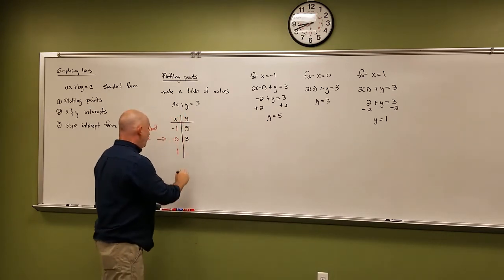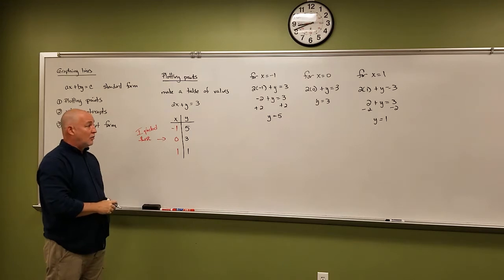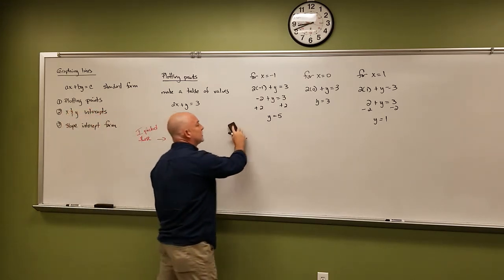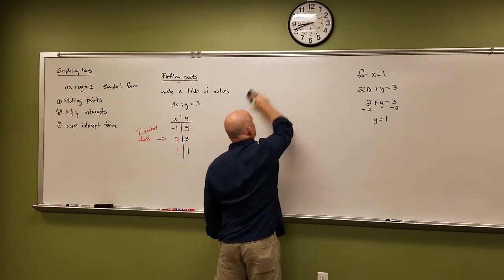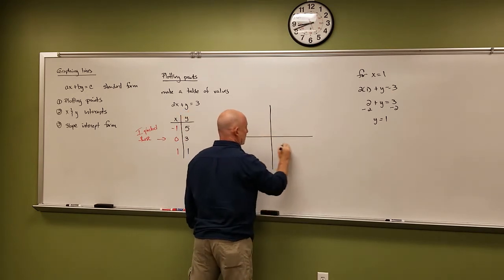All right, so now we have 3 points on this line, which means we have plenty to draw a picture of. So I'm going to get rid of this scratch work on the side. Let me go ahead and get this out of the way. Put that one up there in a second. Go ahead and draw ourselves a rectangular coordinate system.